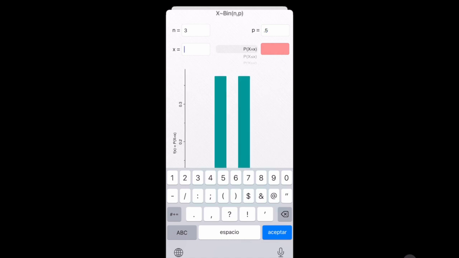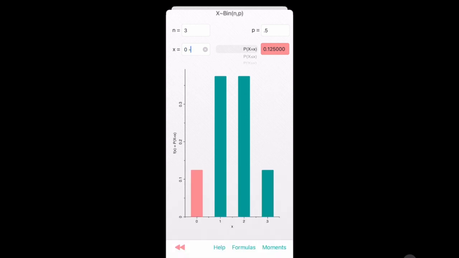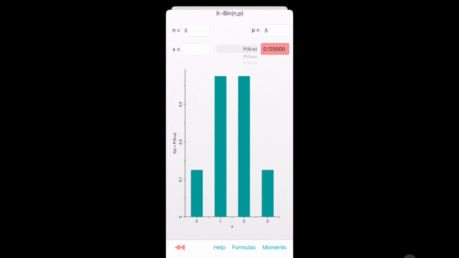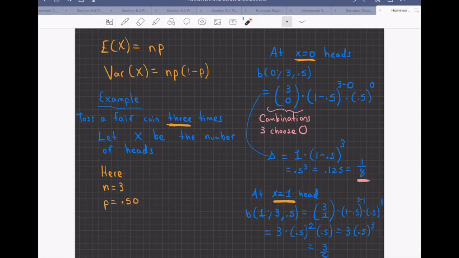So you type x equal to 0 and choose here in the fourth box, be sure that you have probability of x equal to x, because we have other cases, probability of x less or equal and probability of x greater or equal. Maybe we can use that later, but for now, only here we have probability of x equal to x. Look at the value in the box in red or pink. It is 0.125. That is the same value I obtained here, 1 over 8, 0.125.